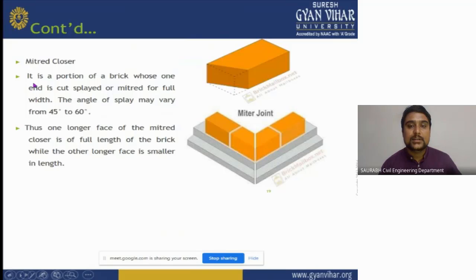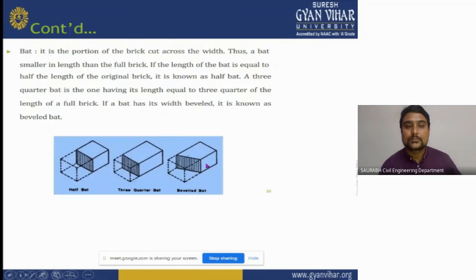Mitred closure, this is the turn of the mitred closure. It is a portion of a brick whose one end is cut splayed or mitred for a full width. The angle of splay may be from 40 degrees to 60 degrees. Thus, one longer face in a mitred closure is the full length of a brick, while the other longer face is of smaller length. As you can see in the image.